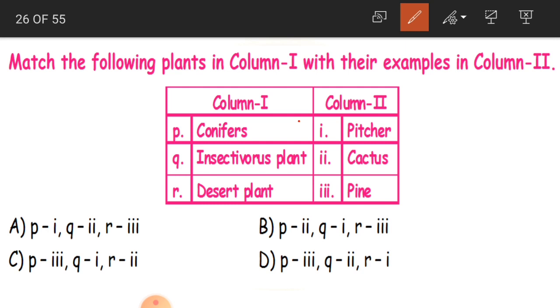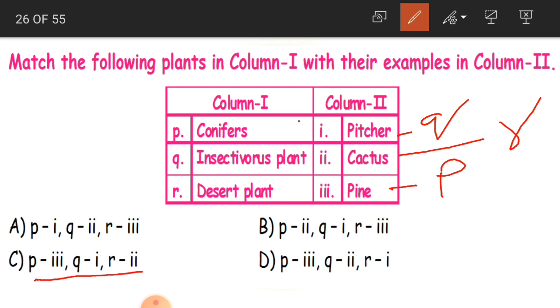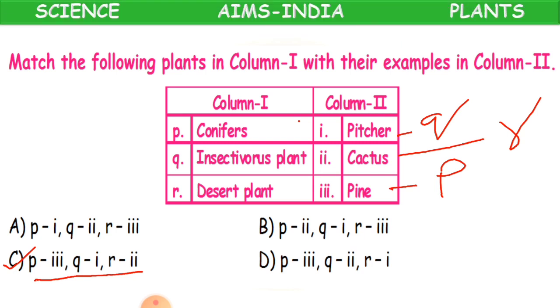So P is conifers. For example, a conifer is pine. So this third option will match with this. Insectivorous plant, that is pitcher, that is Q. Then desert plant, cactus, that is R. So now how will be our answer? P is of 3, Q is of 1 and R is of 2. C option, and this is the correct answer.